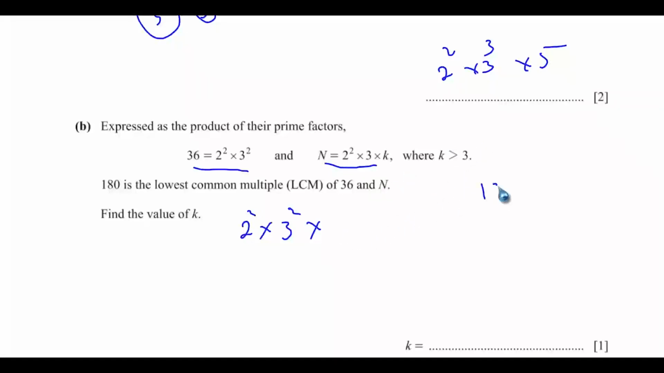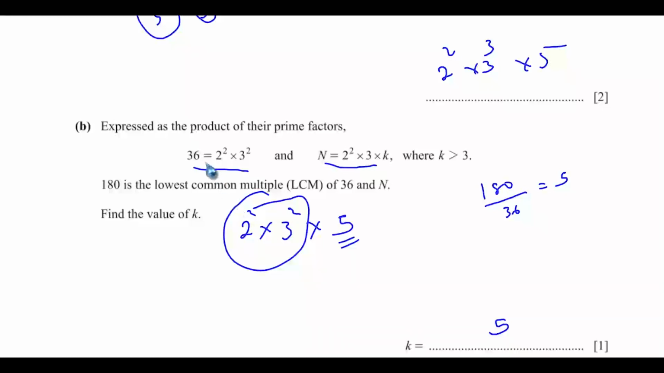we need to divide 180 by 36, and that will give us 5. So that means we should have 5 here. So the value of k is 5. Ordinarily, what we should have done is to divide 180 by 36 without doing this, because this is already 36. So that is what we need to do, and this and this, we have settled them. That's just the shortcut to read.